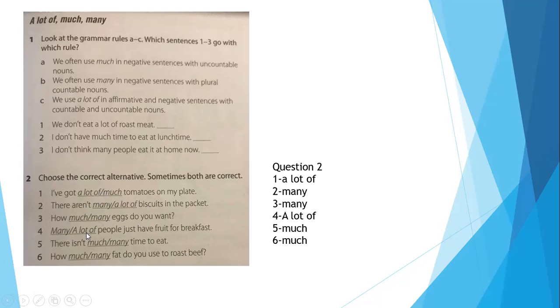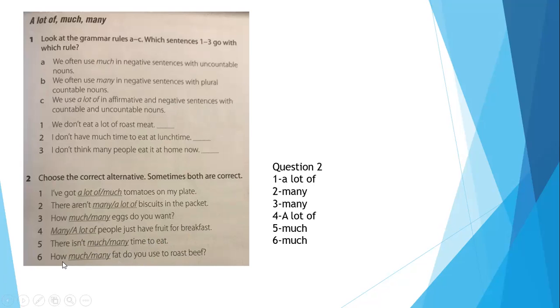Here, many of people or a lot of people just have fruit for breakfast. A lot of people, it's a sentence لأنها جملة مثبتة ما فيها نفي. Here, there isn't many or much time to eat. هلا برجع بحكي دائما teacher time حكيتها أنا بالحصة برجع بعيد. time تعد اسم غير معدود. Time it's uncountable noun. So دائما بستخدم مع time how much.